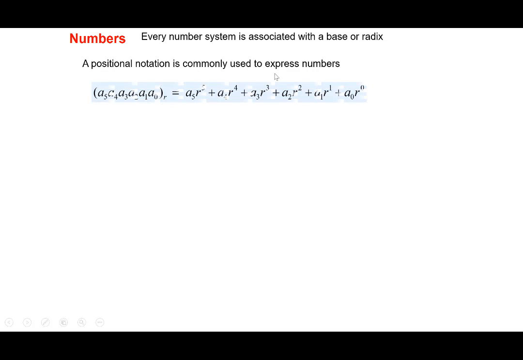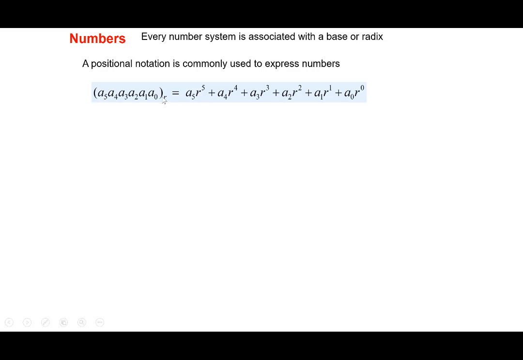So every number system is associated with a base or radix. And obviously, a positional notation system is something that is very convenient to represent numbers. So if we have a number A5 down to A0, these are the different positional digits. If the base is R here, then the value of that particular number is, because the first digit carries a weight of R to the power 0, the second one carries R to the power 1, and so on and so forth, R to the power 5 here.